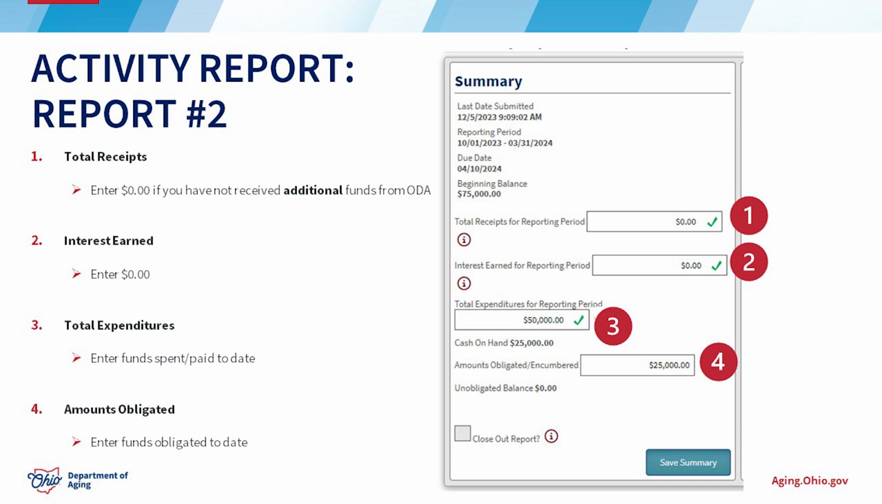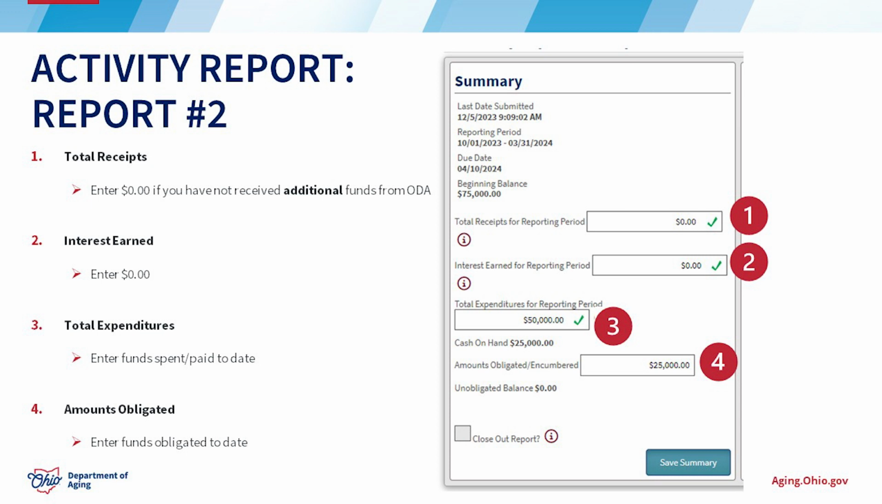Similar to our first report, we're going to enter $0 in the interest earned for the reporting period box. Remember, interest earned is not required to be reported or applied to the program for this funding opportunity. Next, you'll enter the total expenditures for the reporting period. In this example, we spent an additional $50,000 of our original award during this reporting period.